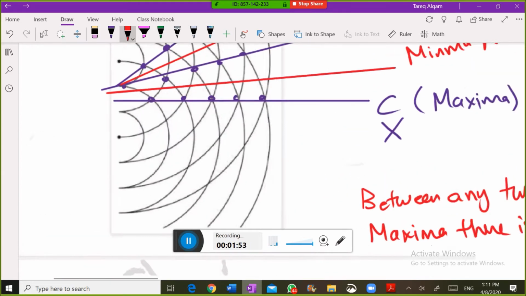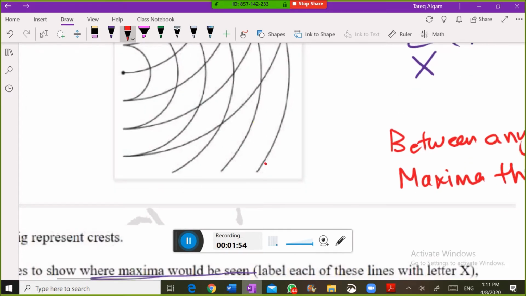As what I mentioned before, guys, these solid lines that are drawn here will show the position of the crests.